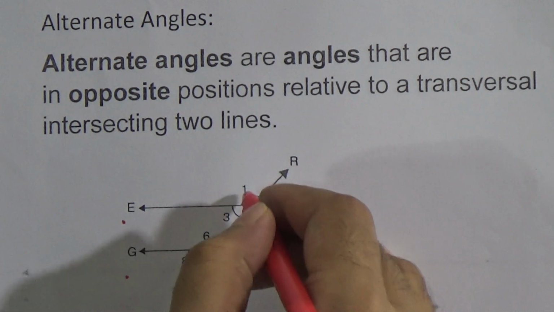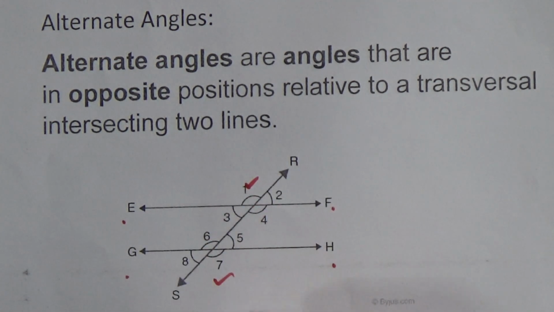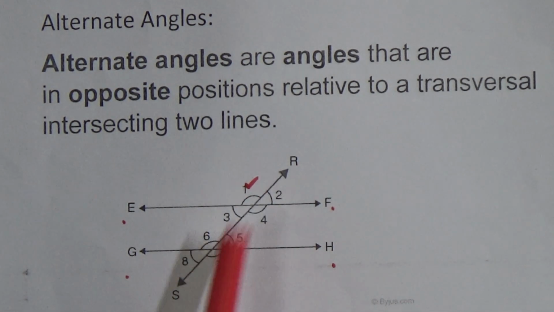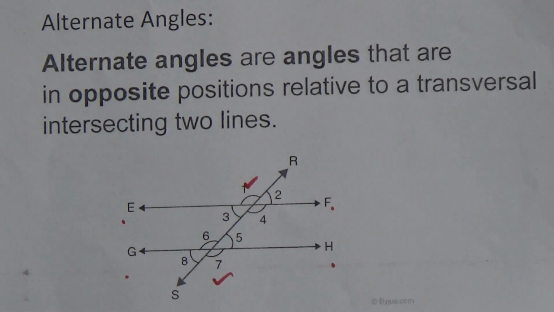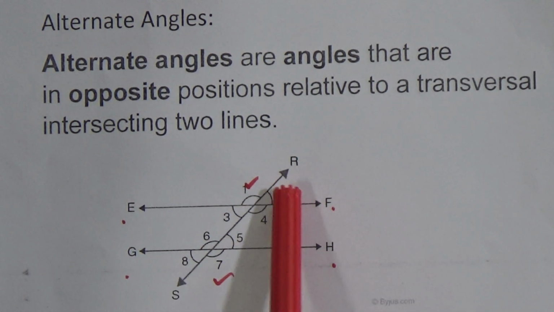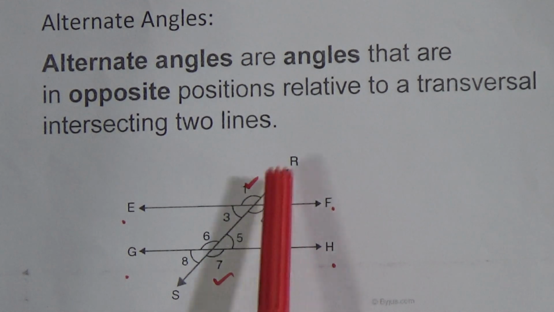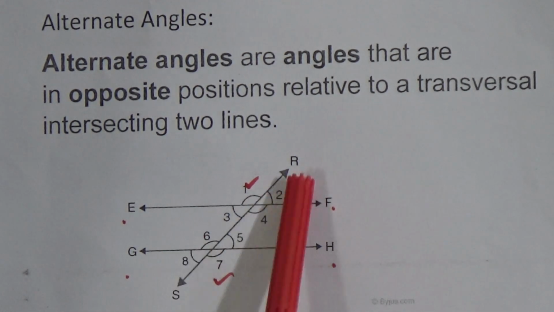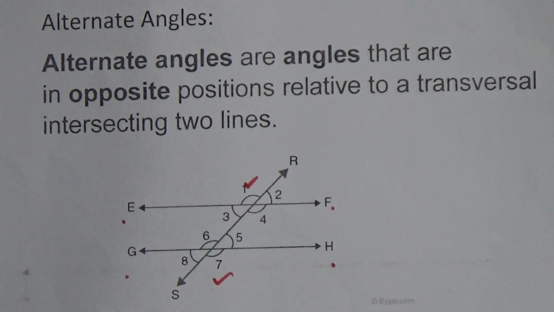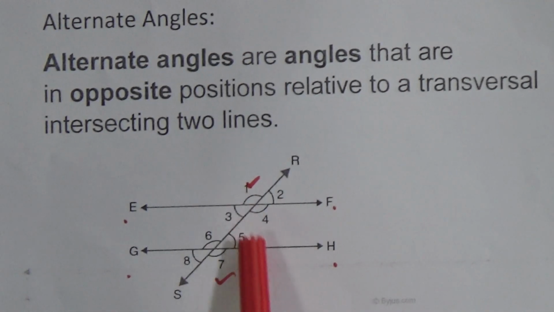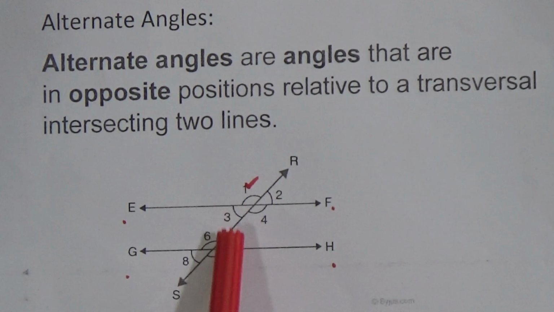Suppose here, if you see angle 1 and angle 7, these two angles are opposite to the transversal and their vertex is different. So these two angles are alternate angles. So 1 and 7 are alternate angles. Here 2 is an angle, this is the second angle, and 8 is another angle. These two angles are also on opposite sides, so these two angles are also alternate angles. Now if you see 3, 5 is opposite to 3. So angle 3 and angle 5, these two are alternate.